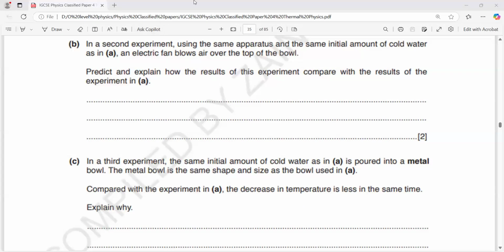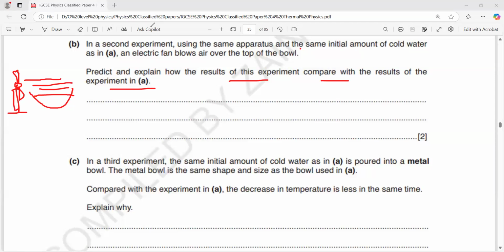In an experiment using the same apparatus, an initial amount of cold water is in A. An electric fan blows over the top of the bowl. So we have the same container, same temperature, and the electric fan is there. So as a result, the air will move over. Predict and explain how the result of this experiment compares with A.